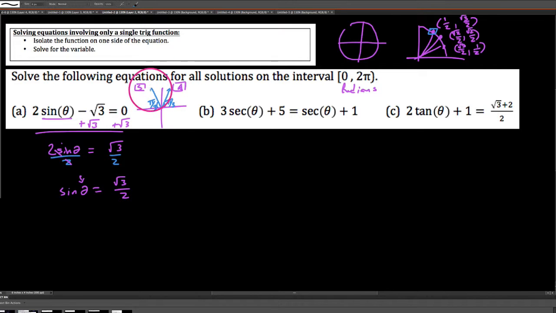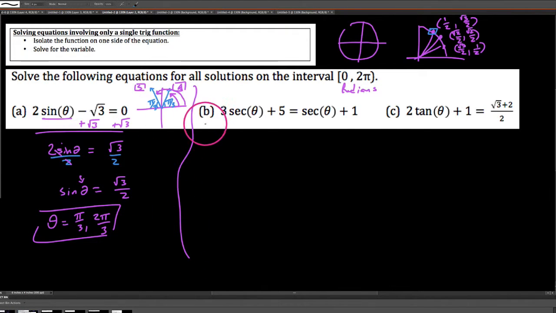The question really, though, is in standard position, what are these angles? So we'd say one of them obviously is pi thirds. The other one looks like it'd have to be 2 pi thirds worth of rotation here. So we'd say theta is pi thirds and 2 pi thirds. So really just get the trig function by itself and do what we need to do, which is what we did in the last video.